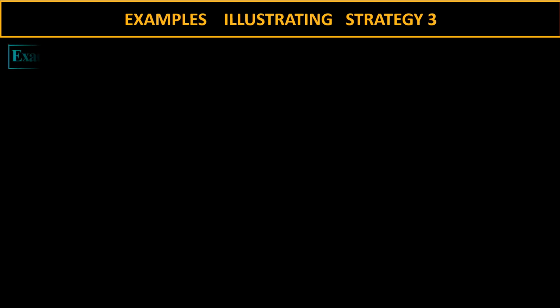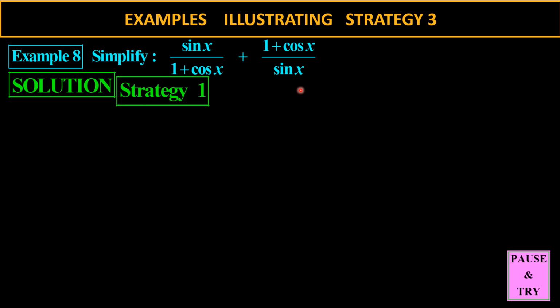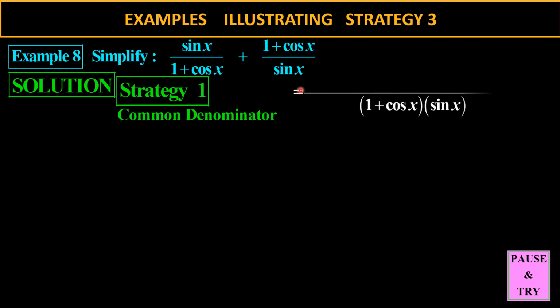Let's look at example number 8. Okay. Start first of all, strategy 1. Are there any like terms? No. Can I cancel? No. Can I remove any brackets? No. Reduction identities? No. But what do I have here? I have fractions, and fractions is strategy 1. Fractions can always be added by using a common denominator. There's a common denominator, 1 plus cos x with sin x.